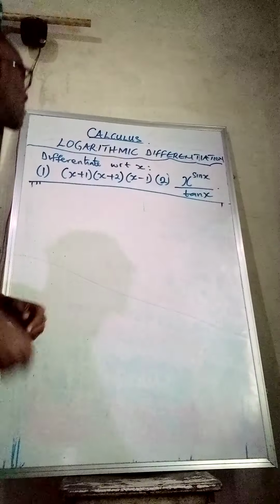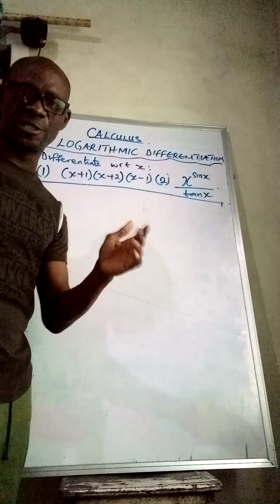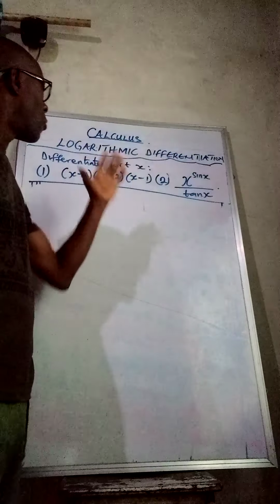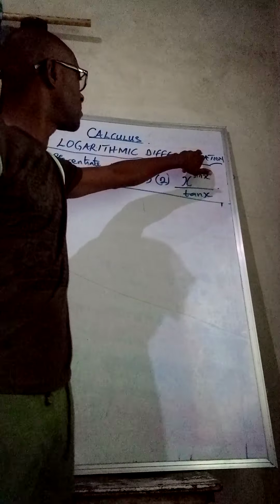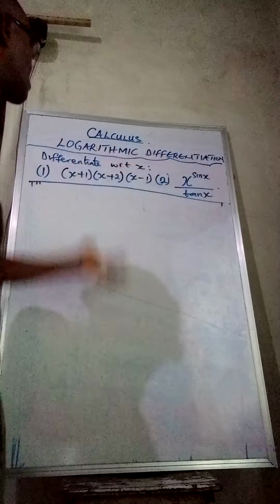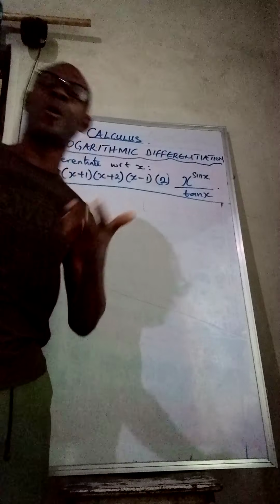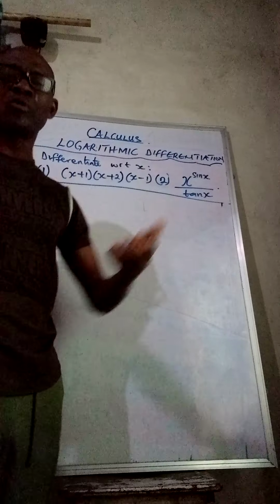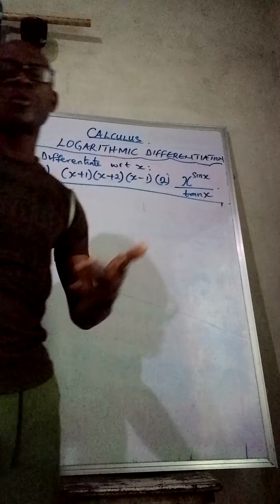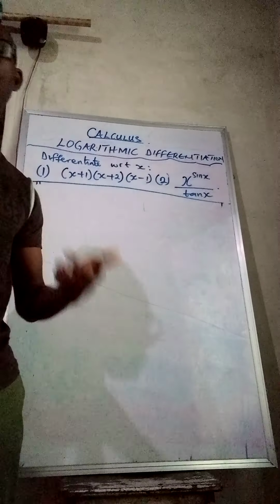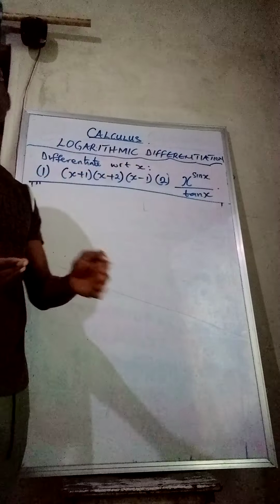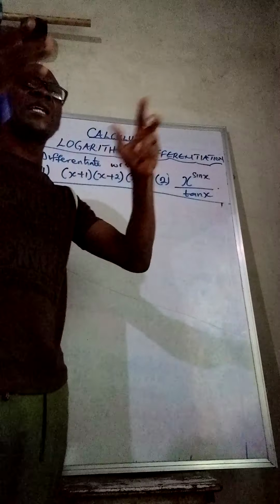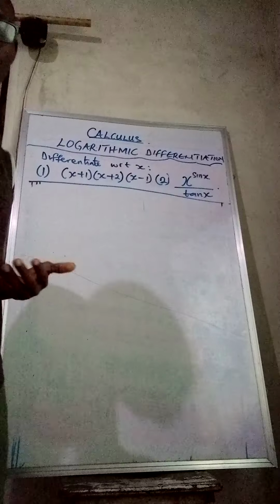Now, let's have a look at logarithmic differentiation. What do I mean by logarithmic differentiation? This is another approach of differentiating a given function, which is a product or quotient of two or more functions. Meaning that logarithmic differentiation can be used to take care of what we use product rule for and what we use quotient rule for.